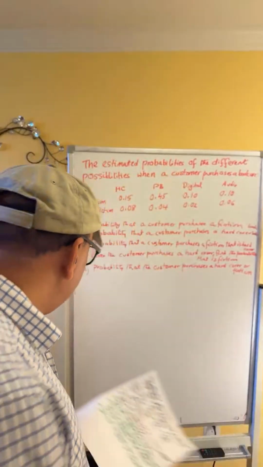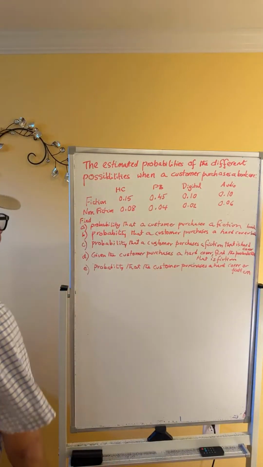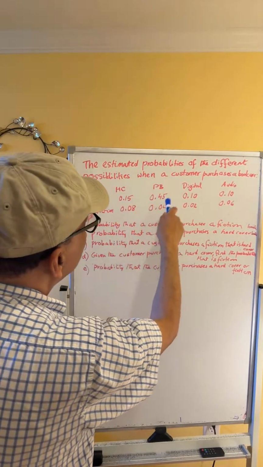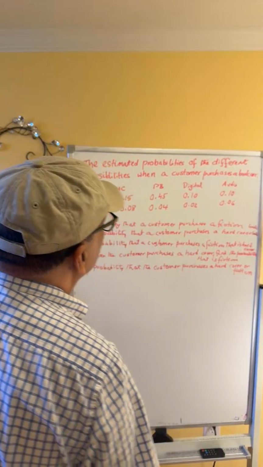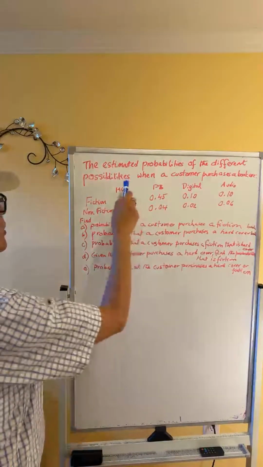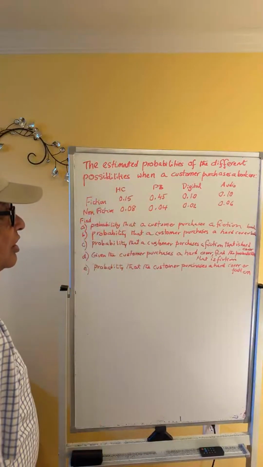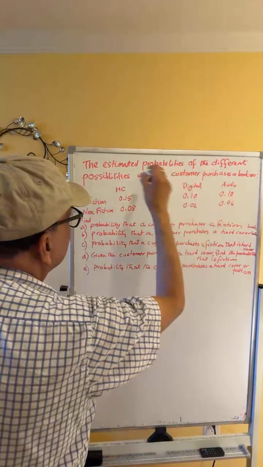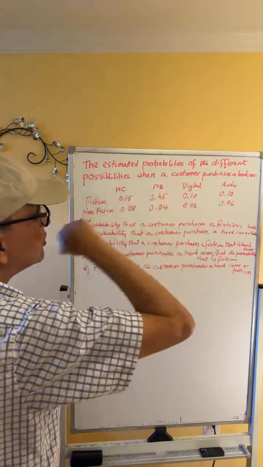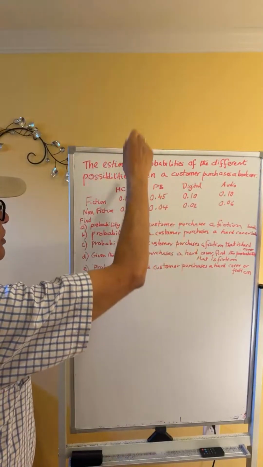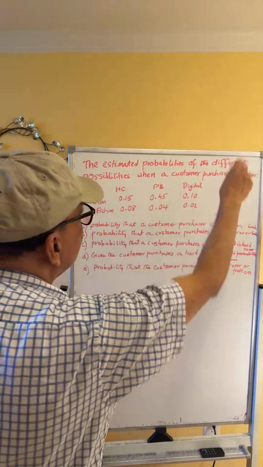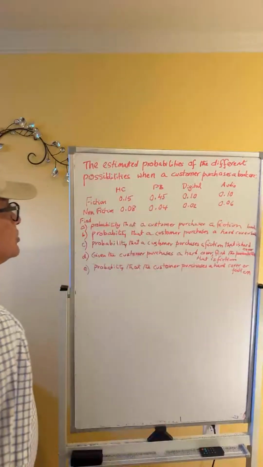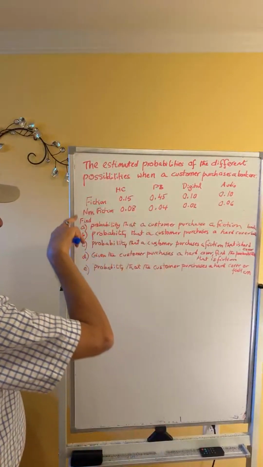So let's get started. This is a problem on probability. The estimated probabilities of different possibilities when a customer purchases a book are given. Here you have to note HC stands for hardcover, PB stands for paperback, and digital and audio. There are four types of books that people purchase nowadays: hardcover, paperback, digital, or audio. So these are the four categories of the books they purchase, and the material these books contain.